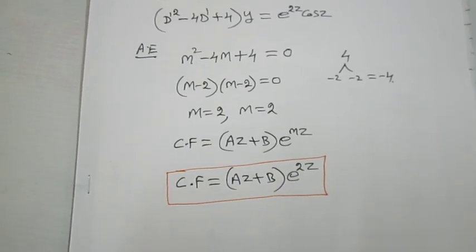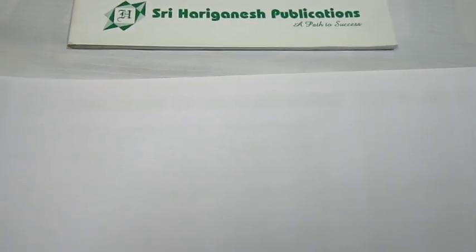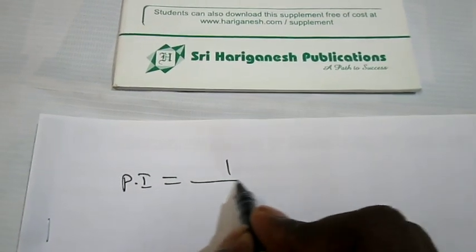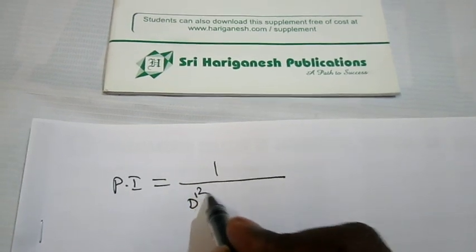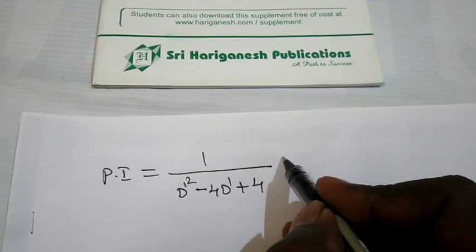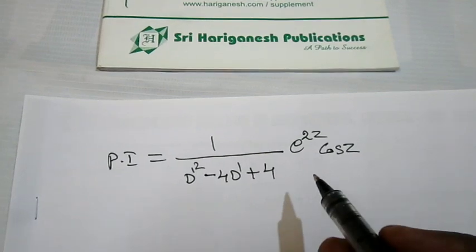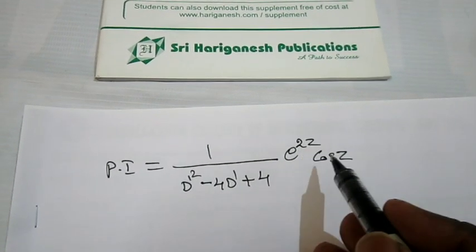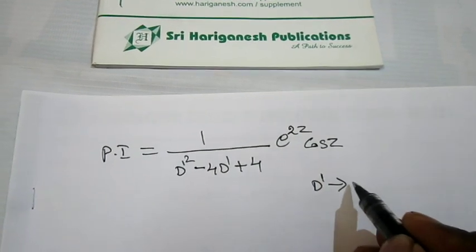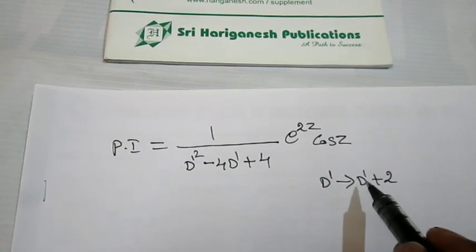Next I am going to find the particular integral. So PI is equal to 1/(D'² − 4D' + 4) into e^(2z) cos z. This is already type 2, e^(ax) into V. Here we have to replace D' by D' plus the coefficient of z, which is 2. So replacing D' by D' + 2.